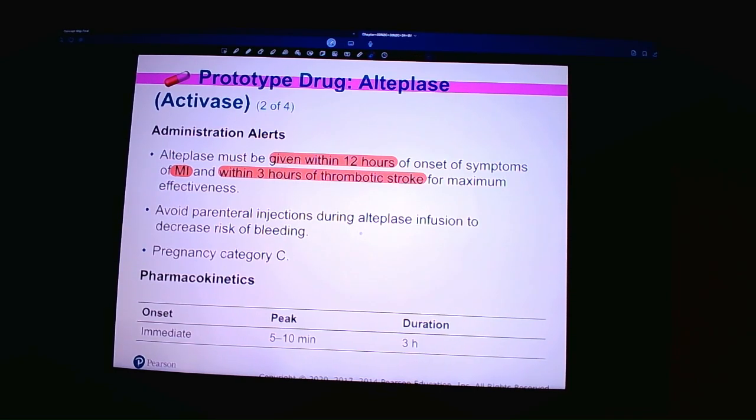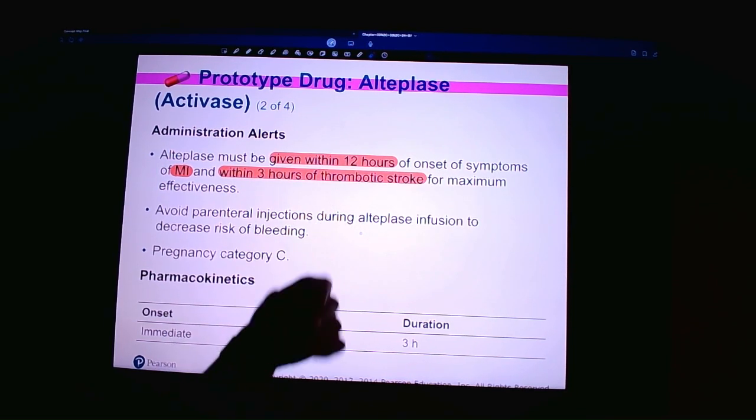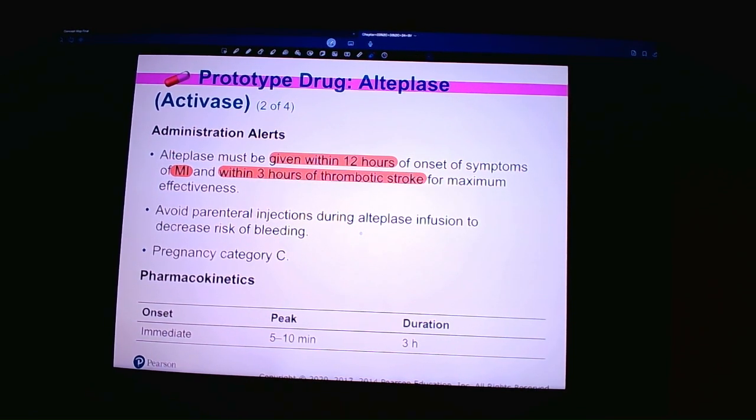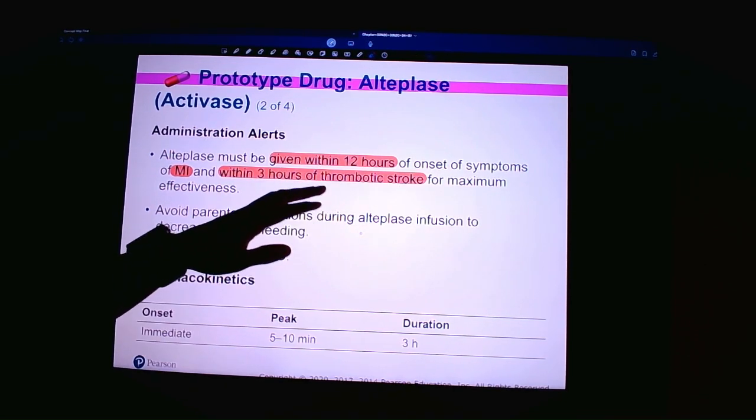So there are those specific time windows, right? It needs to be given within 12 hours for an MI, right? And it needs to be given within 3 hours of an ischemic stroke or a thrombotic stroke, right? So I know either way, if the heart is having a heart attack, that's bad, and we want to directly affect that right now. But the brain, without oxygen for more than like I think 6 minutes, you start having severe brain damage because of the ischemia. That's the reason why the window is so short for that one.